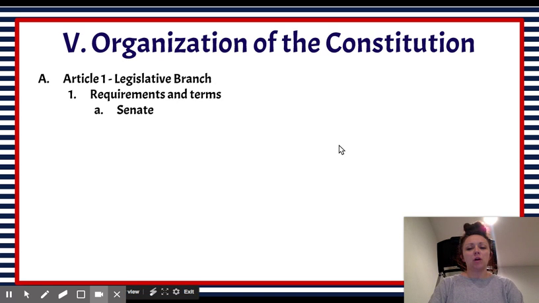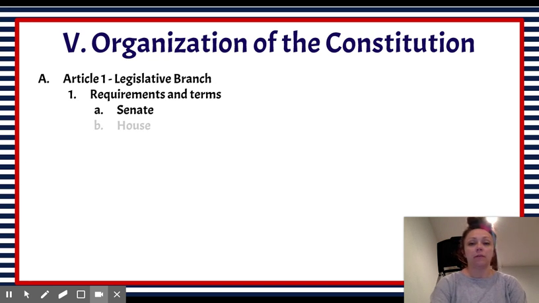The Senate is often called the upper house of Congress because it's always been a little more prestigious. There are only 100 seats, and it's going to take a little bit more to get into the Senate. If you want to be a senator, you have to be at least 30 years old. You have to be a citizen of the United States for at least 9 years, and you have to be a resident of the state that you're going to represent. If you need it, pause me, rewind me, and get those 3 requirements.